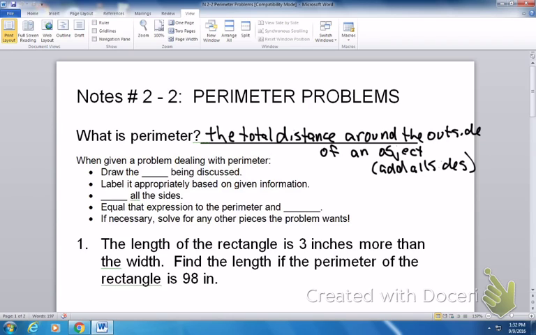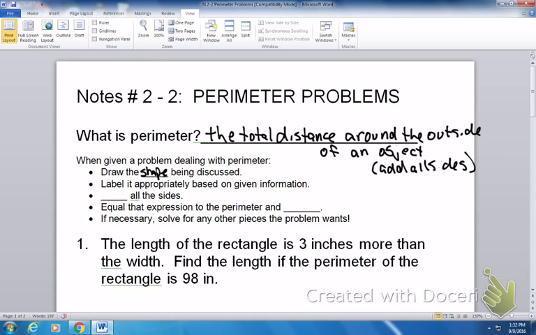When given a problem dealing with the perimeter, first, you have to draw the shape being discussed. Today, we'll pretty much be talking about rectangles and triangles. I do think that we throw in a hexagon in there, but you've got to draw these pictures, otherwise you're going to miss it. Then you're going to label it appropriately based on the given information.